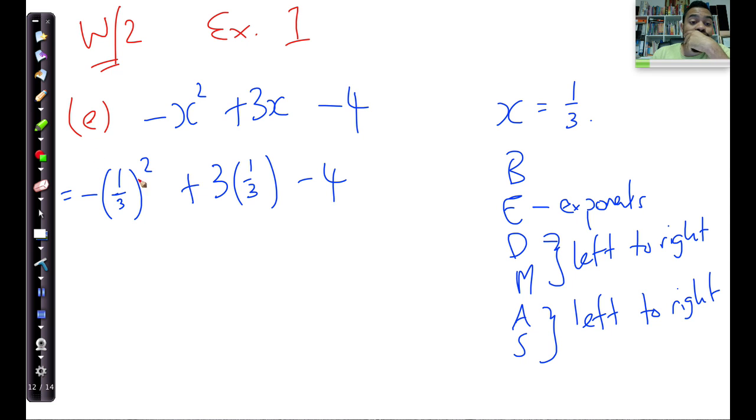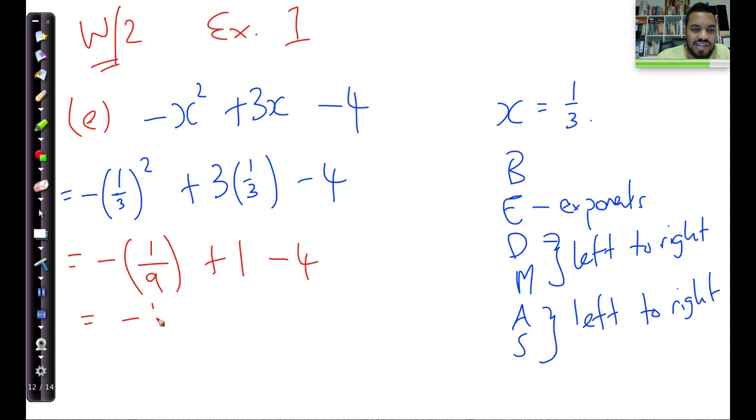Right. So we're going to do the exponent first. So I'm going to leave the negative sign outside. Then I'm going to square the top like so, and I'm going to square the bottom, and I'll get 1 over 9. Plus 3 times 1 divided by 3 is just 1, or 3 times a third gives you 3/3, which is also just 1, minus 4. And if you look carefully, this is going to be minus multiplied by 1/9, which is negative a ninth, plus 1 minus 4.